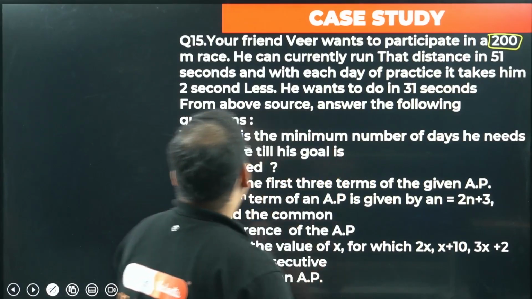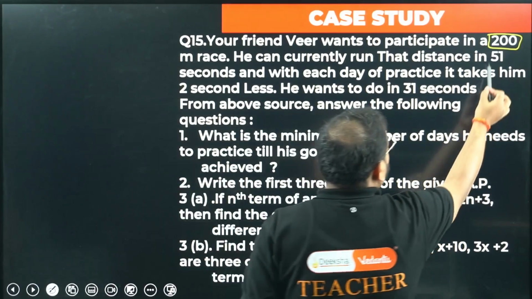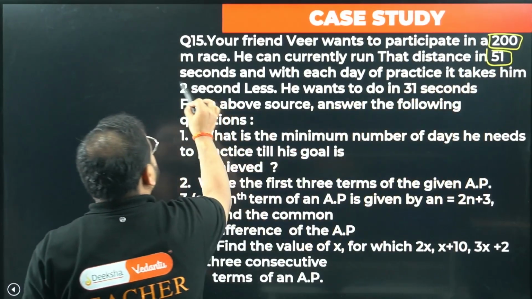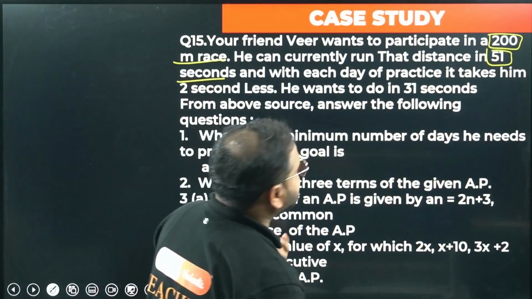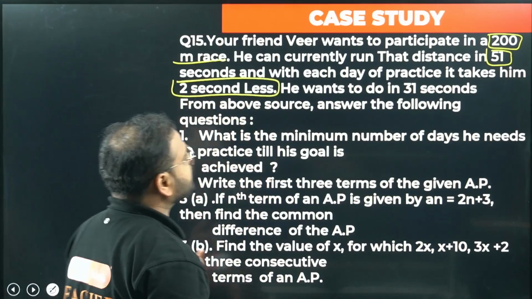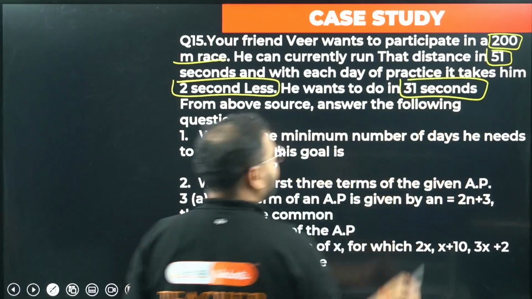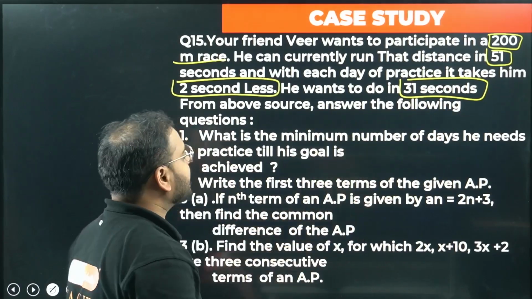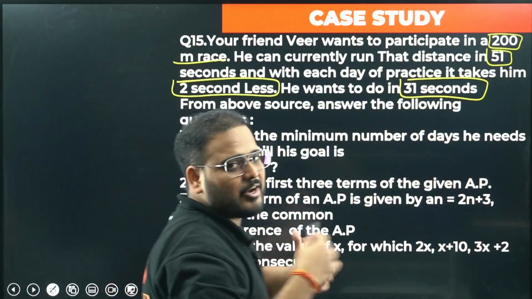In the case study, he can currently run that distance in 51 seconds. Another piece of information: 51 seconds. Chaliye. With each day of practice, it takes him 2 seconds less. He wants to do it in 31 seconds, so the end result is also given here, 31 seconds. That's his end goal. From the above source, answer the following questions. Before that, we'll try to make the AP.